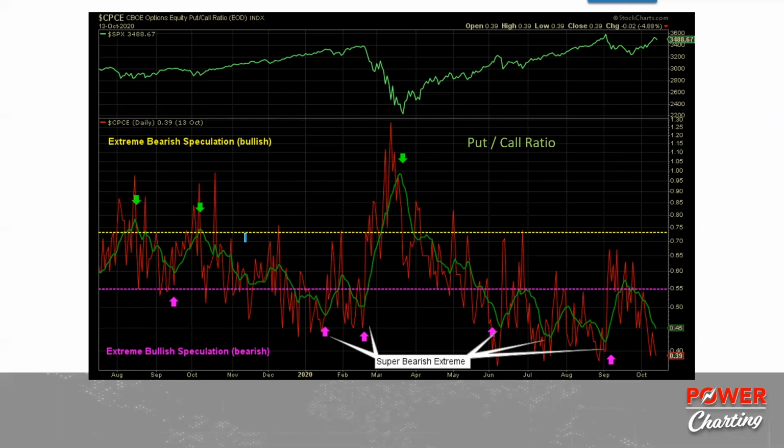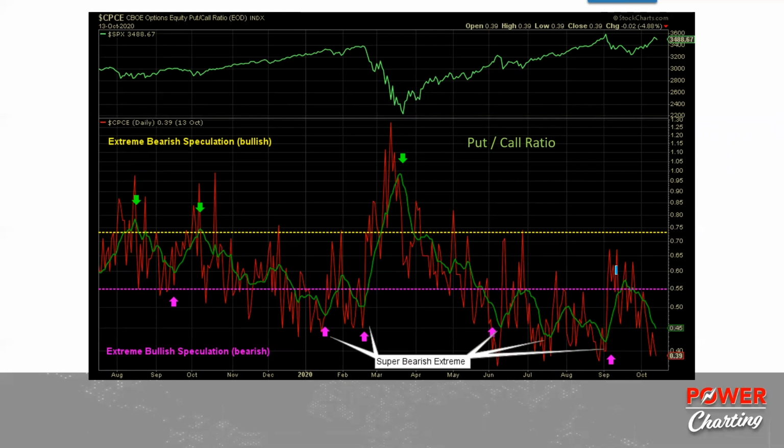Well, that tends to come in around the levels of important lows. Here, when it gets below the pink line, that tends to show that there's extreme bullish speculation, which is contrarily bearish. Well, look what happened. This rally, which has been going on for so long now, since March, has gone up into a climactic surge into September, and had a very extreme reading of call buying in this ratio coinciding with the September peak.